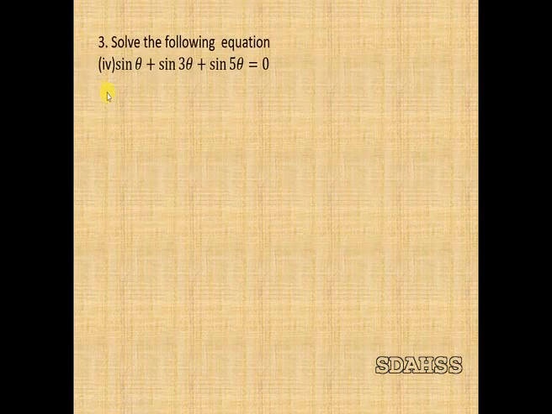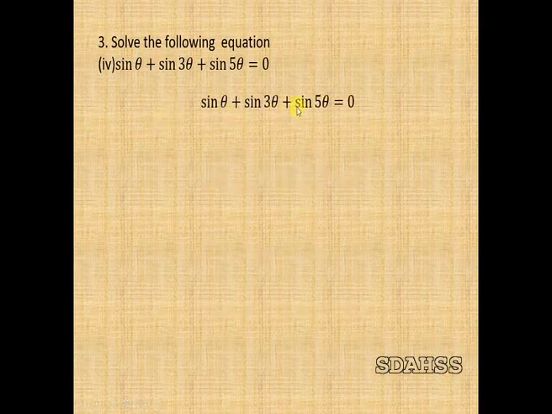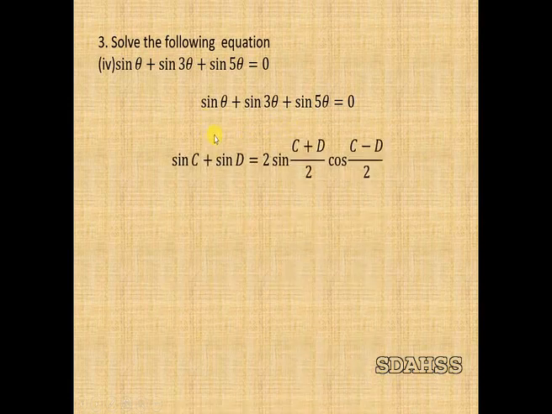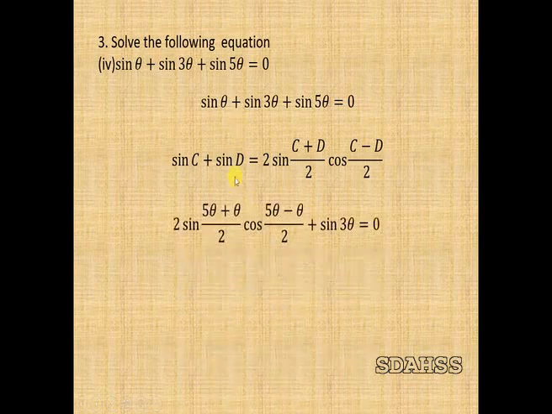Fourth sum. Sin theta plus sin 3 theta plus sin 5 theta is equal to 0. So now this is of the form sin C plus sin D. We know that sin C plus sin D is 2 sin (C plus D) by 2 into cos (C minus D) by 2. You have to apply this formula in the first and the third term.